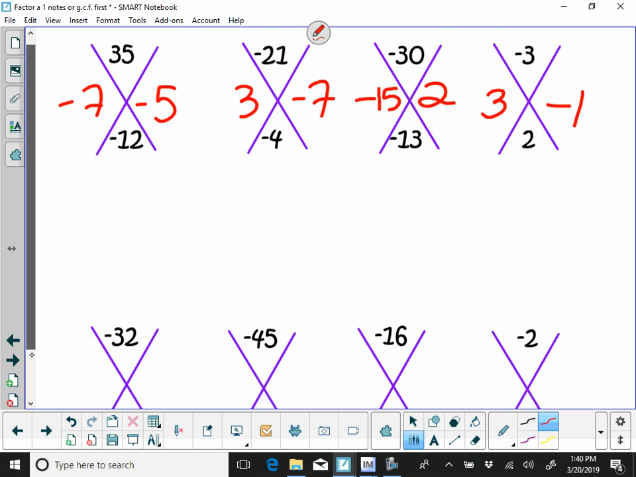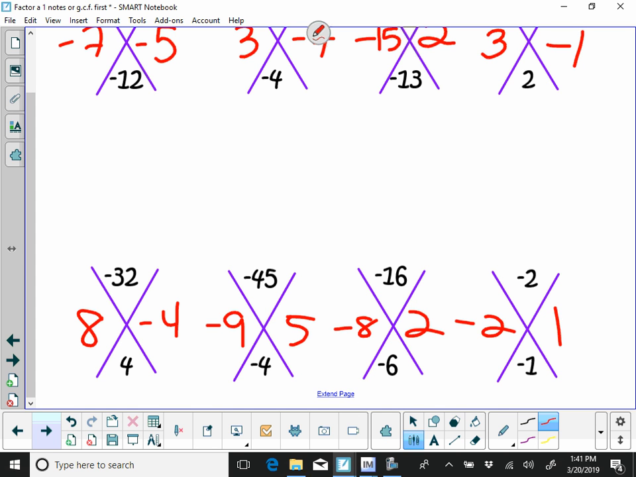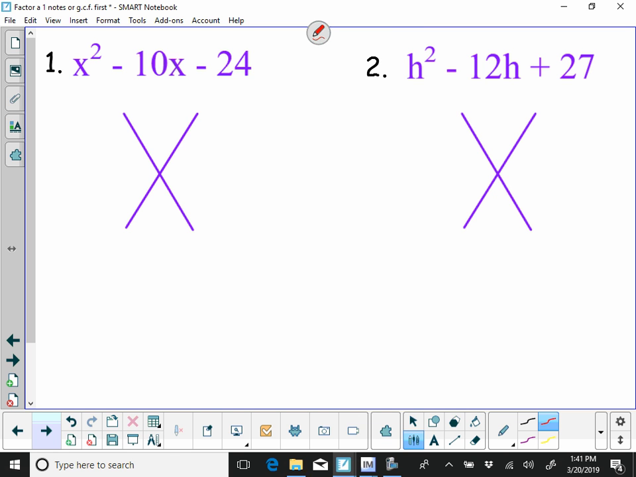3 and negative 1, and down here, 8 and negative 4, negative 9 and positive 5, negative 8 and positive 2, and negative 2 and positive 1. Okay, so y'all understand the point of the X. Now, the X's aren't going to be on the EOC, but we're going to use them for something. All right, so that takes us to here.